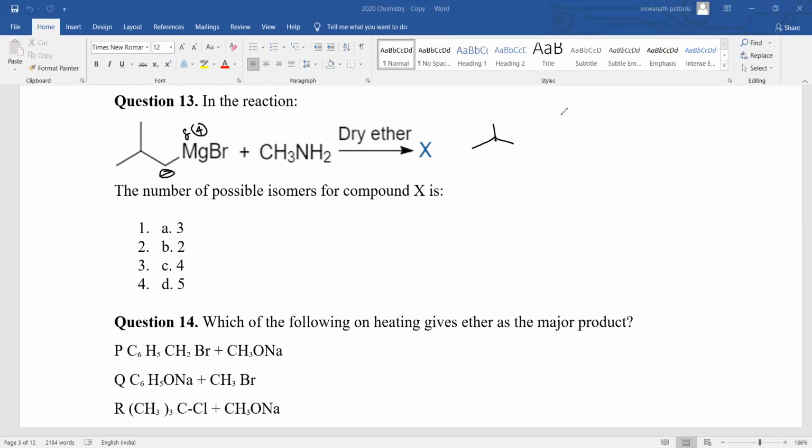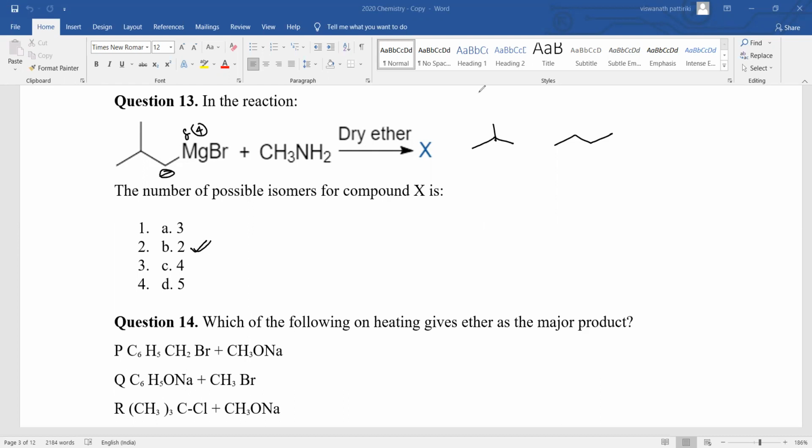Okay, 2-methyl propane and 1, 2, 3, 4, N-butane. Okay, so how many isomers? So 2 isomers are possible.